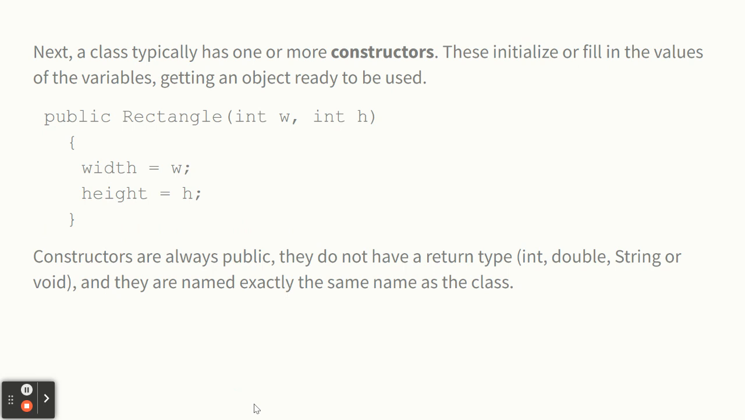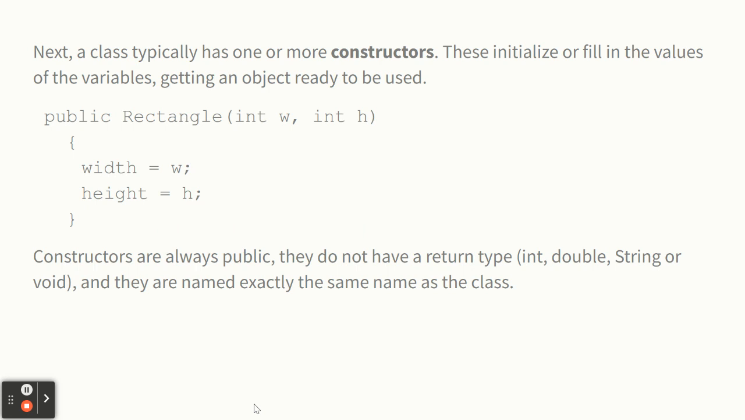Next, a class typically has one or more constructors. These initialize, set up, and fill out the attribute information, getting an object ready to be used. So this is an example of a constructor. Constructors always have the same name as the class, and they have to be public. So this is a constructor, public Rectangle. It's always just the word public and then the name of the class. That tells Java, hey, this is the constructor.